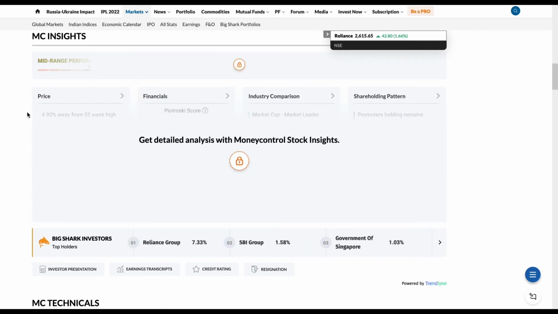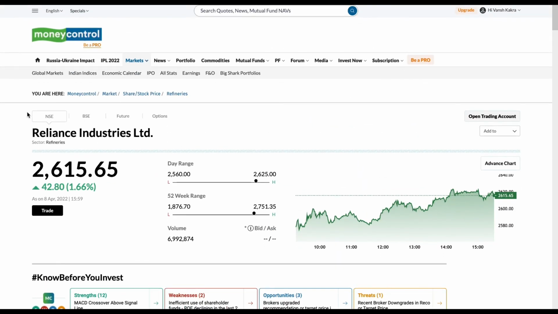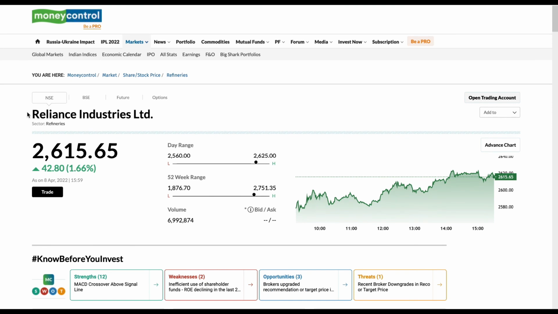And that's a wrap to the Reliance Industries page, wherein we cover all the aspects that need to be seen to understand the company's performance.